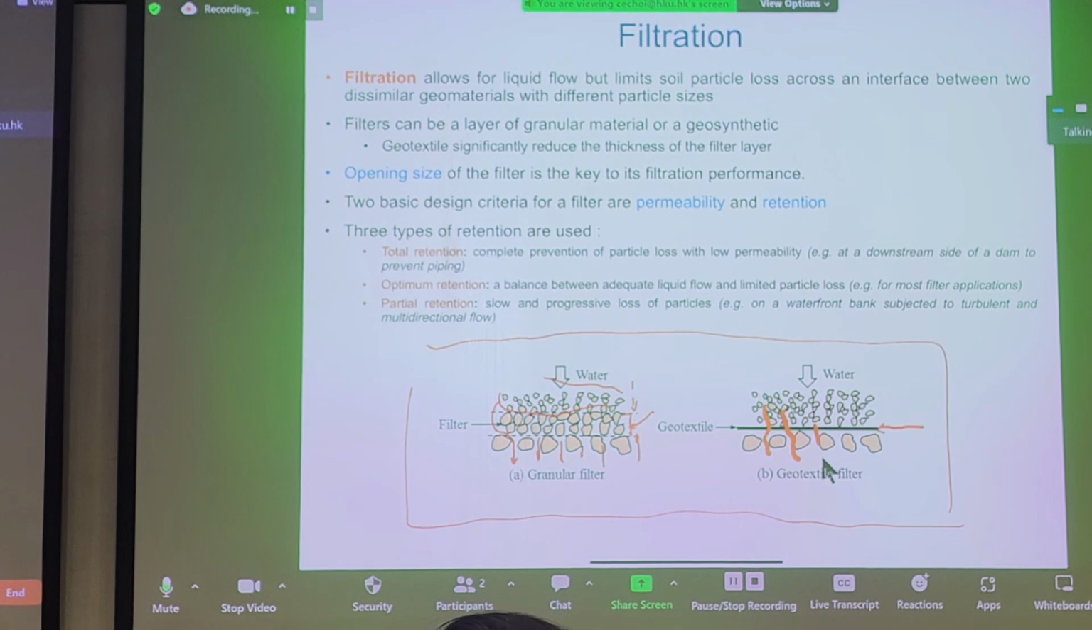If you have total retention, you also suffer from forming a layer of impermeable material that gets blocked up because you try to achieve total retention. So optimum retention would be, okay, I know that some fines will pass through, but at least we're not bleeding fines out continuously. Then you have partial retention. Partial retention is a controlled loss of fines. Optimum means we want some target, but partial retention means the design is to allow fines to pass through, albeit at a controlled rate. So these are the three types of filtration.